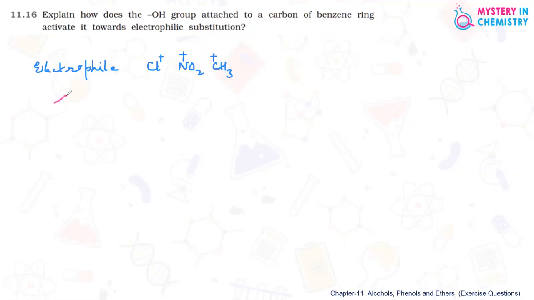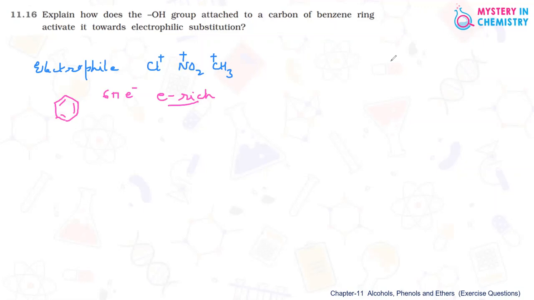6 pi electrons are present in the benzene ring, and because of these 6 pi electrons, benzene is electron rich. So here attack of only electrophiles can take place, and that is why in benzene electrophilic substitution is taking place. Now what happens, how does the OH group activate the benzene ring?